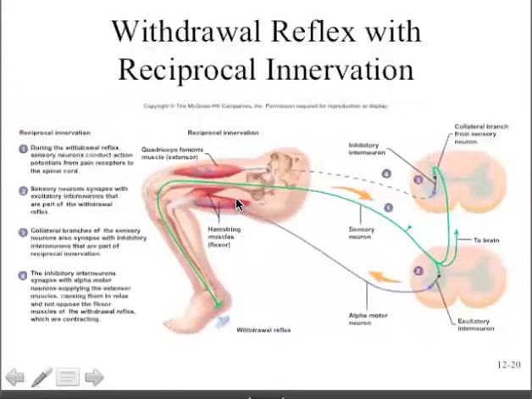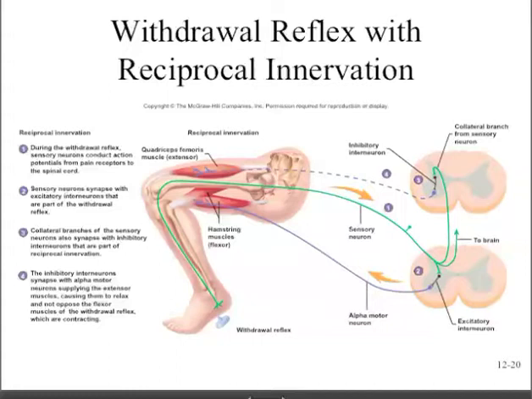But then if we extend this a little bit further, what we have to understand is that sometimes it's not enough simply to flex the hamstrings in order to bend the knee. We have to at the same time inhibit the contraction of the quadriceps. Otherwise, you're not going to remove the limb from the painful stimulus.